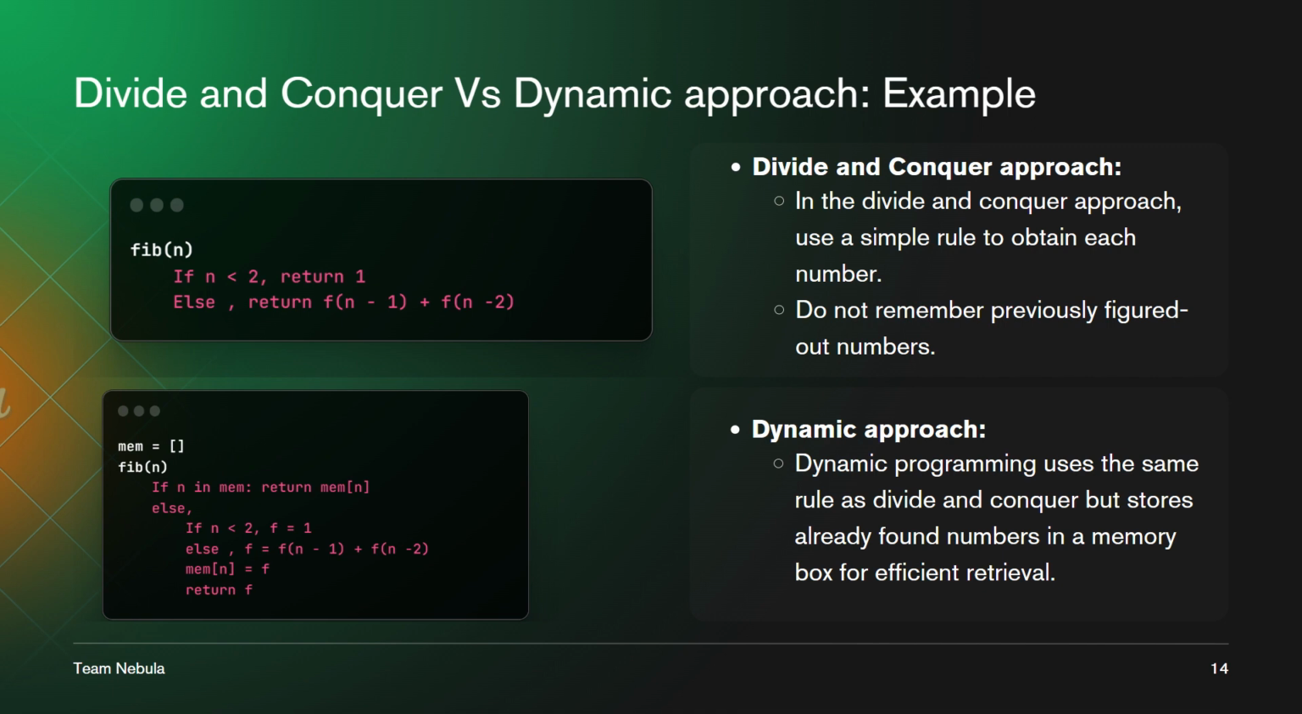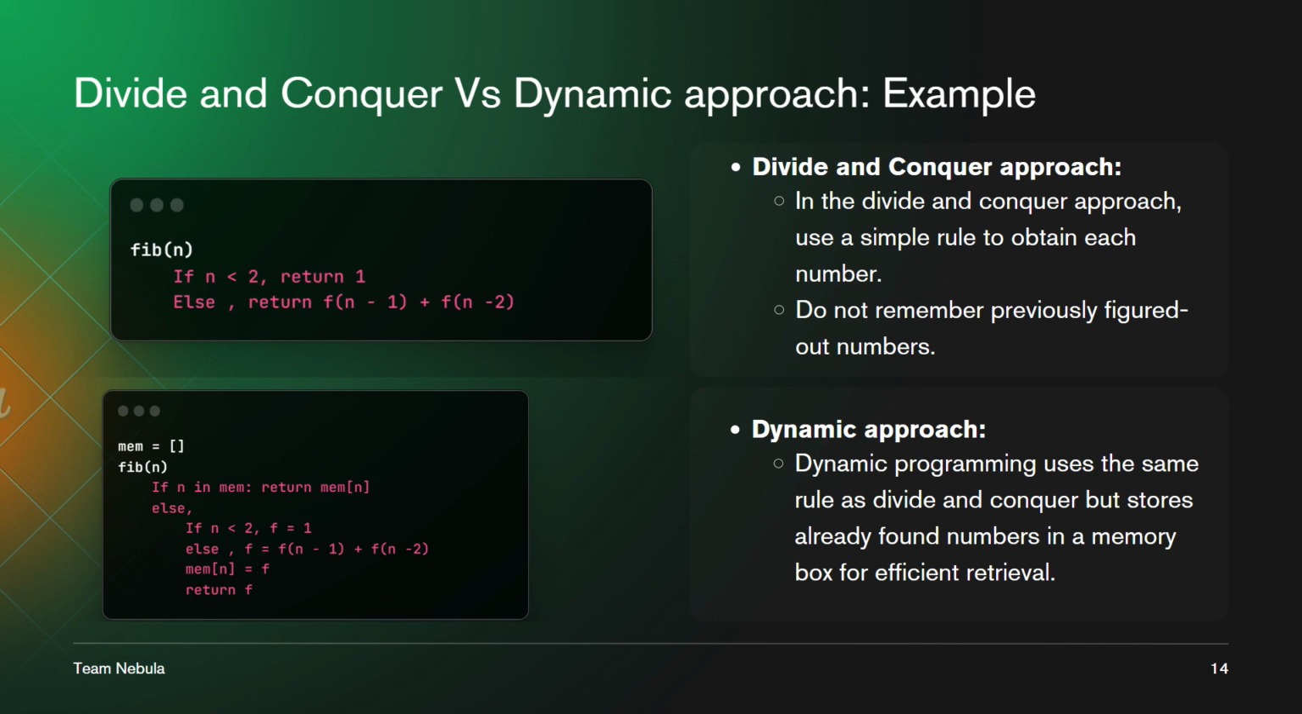With the divide and conquer approach, we use a simple rule to get each number. We don't remember the numbers we have already figured out. The fib function uses dynamic programming with memoization to calculate the Fibonacci number for the given input n. It checks if the result for n is already stored in the mem list. If so, it returns the stored value. Otherwise, it calculates the Fibonacci number using recursion, stores the result in mem, and returns the calculated value. So, this approach helps avoid redundant calculations by storing and reusing previously computed results.